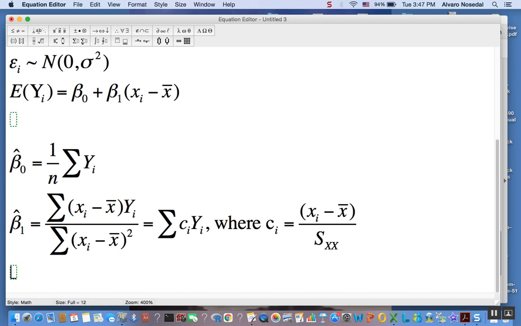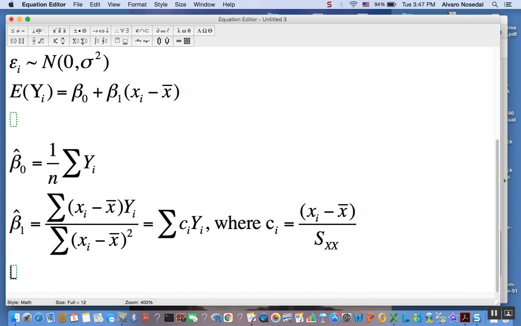Well, so that's a summary of what we know about this centered model up to this point, thus far. But now, suppose that we wish to make an inference about a linear function of our parameters.